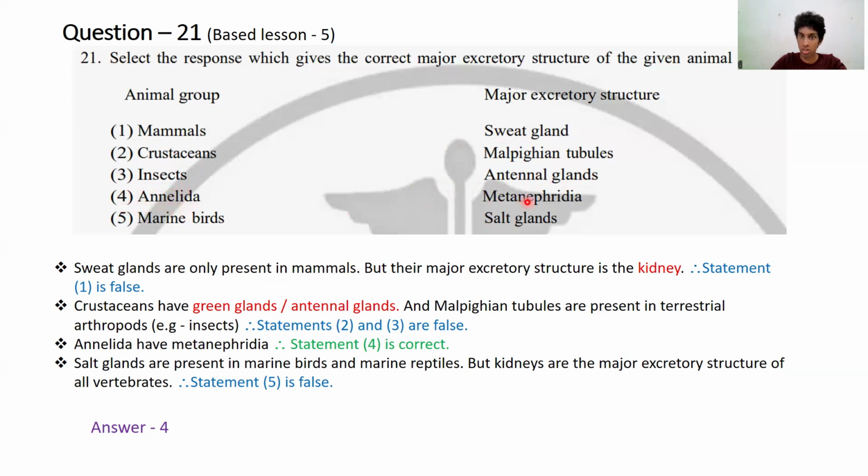4. Annelida, metanephridia. Yes, that's true. Metanephridia is the major excretory structure of annelids. Metanephridia and nephridia both are the same thing, so the fourth statement is correct. Fifth statement, marine birds, salt glands. That's also false. Salt glands are present in marine birds and marine reptiles, but kidneys are the major excretory structure of all the vertebrates. So even in marine birds, the major excretory structure are the kidneys. So therefore, statement 5 is also false. So the correct statement is statement 4. So the correct answer is 4.